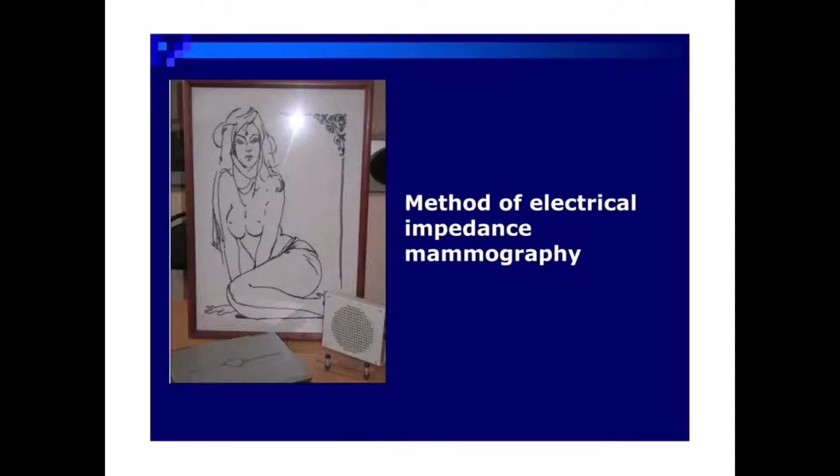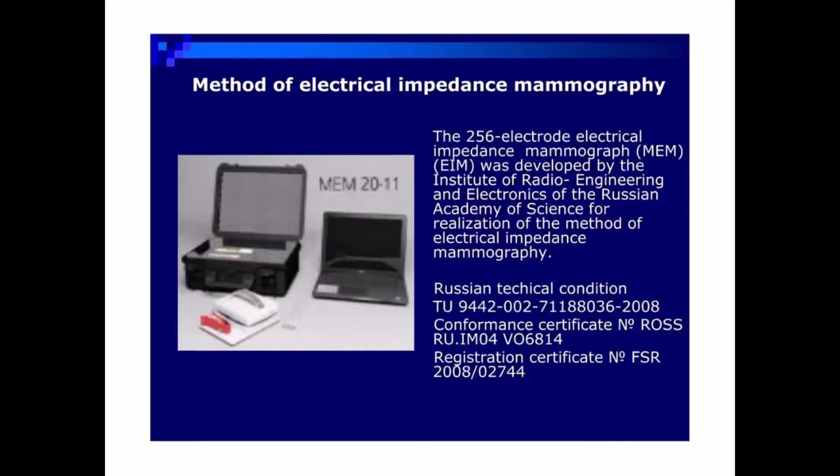Method of electrical impedance mammography. The 256 electrode electrical impedance mammograph, EIM, was developed by the Institute of Radio Engineering and Electronics of the Russian Academy of Science for realization of the method of electrical impedance mammography. Russian technical condition 29442-002-711888036-2008. Conformance certificate ROS.RU.IM 04VO6814. Registration certificate FSR 2008/02744.